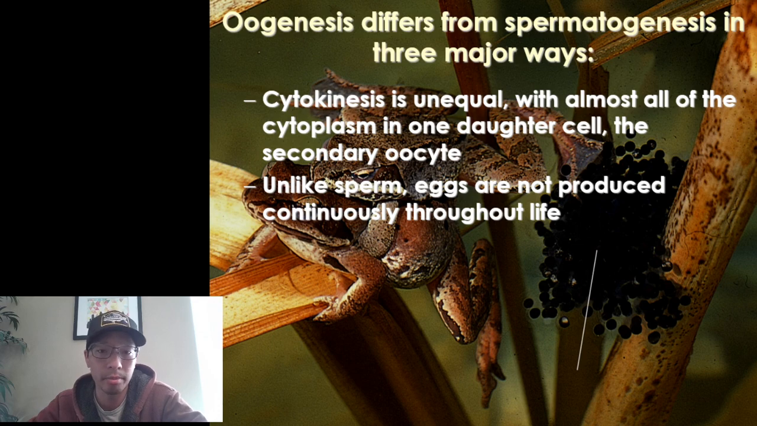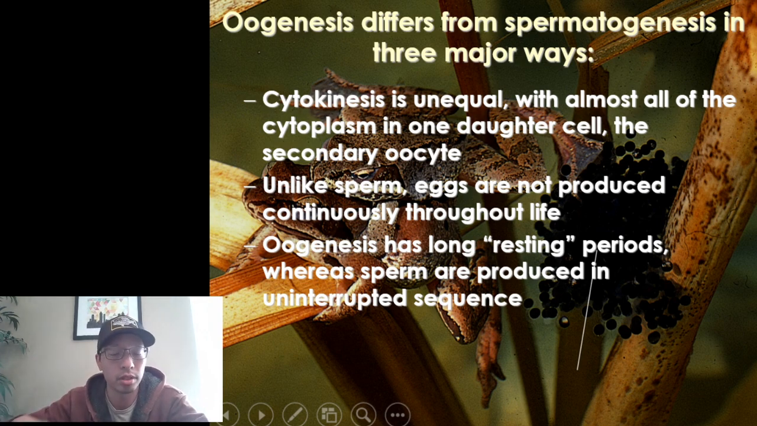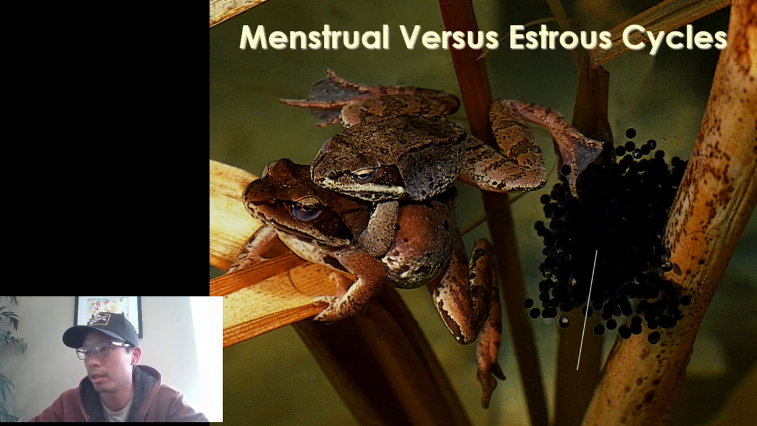Whereas men, you're going to make sperm throughout your entire life. And oogenesis has long resting periods in the sense that it happens on a monthly cycle, whereas sperm are produced in an uninterrupted sequence. Basically, from the moment you start puberty all the way till the time you die, you're going to be making those sperm.